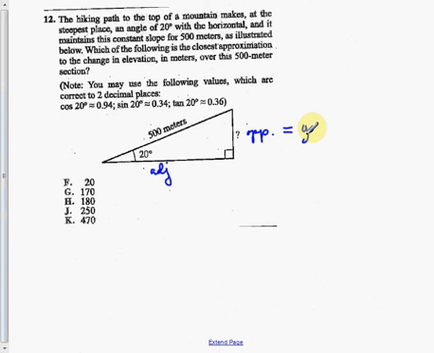Do you know the adjacent side? No. Do I know the opposite? No, but I'm solving for that, right? So what's the trig form that relates the opposite and the hypotenuse? Which one was that?